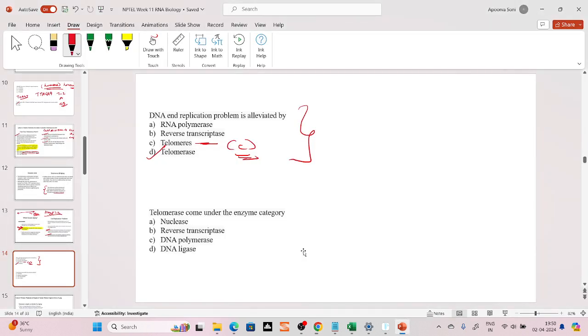Fine. Next question is, does telomerase come under the category of nuclease, reverse transcriptase, DNA polymerase, or DNA ligase? Think, and I'll switch the screen in 1 minute.